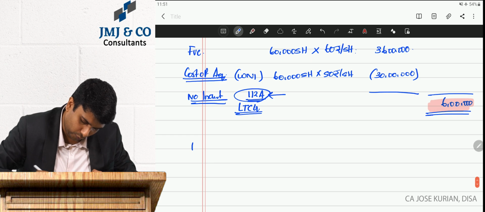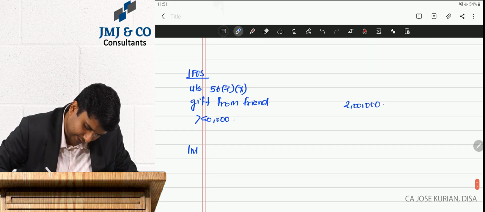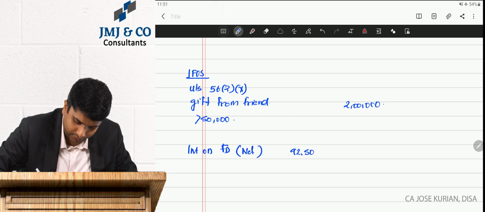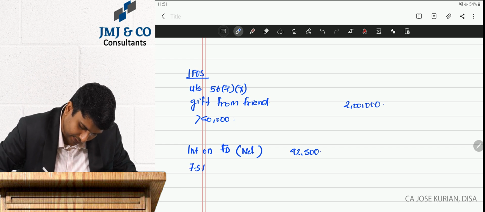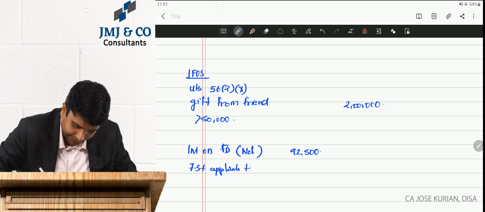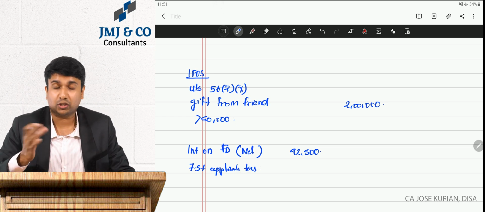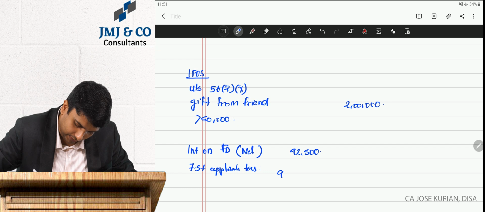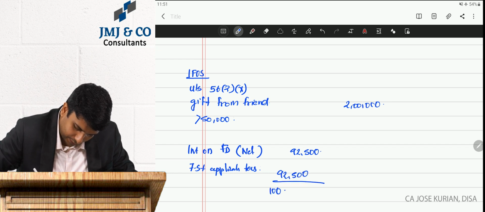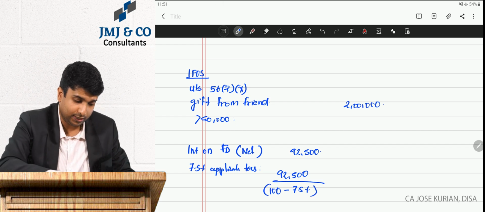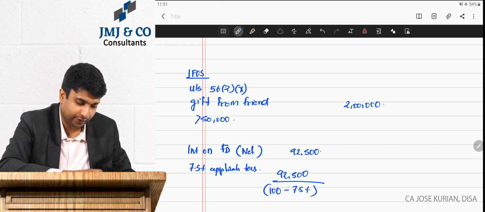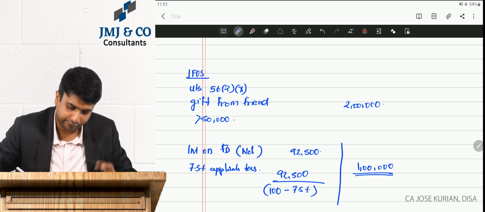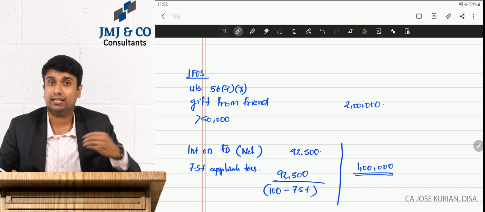So IFOS, I think we have already written IFOS here, right? Interest on FD, it is net. Net is 92,500. So TDS would have been deducted at 7.5%, the applicable TDS rate. While computing income, you must always show the gross income. You can compute the gross income by this formula: 92,500 divided by 100 minus 7.5%. So 92,500 divided by 92.5%, it would be 1 lakh as the gross figure. On that, 7.5% TDS, 7,500 would have been deducted by the bank.